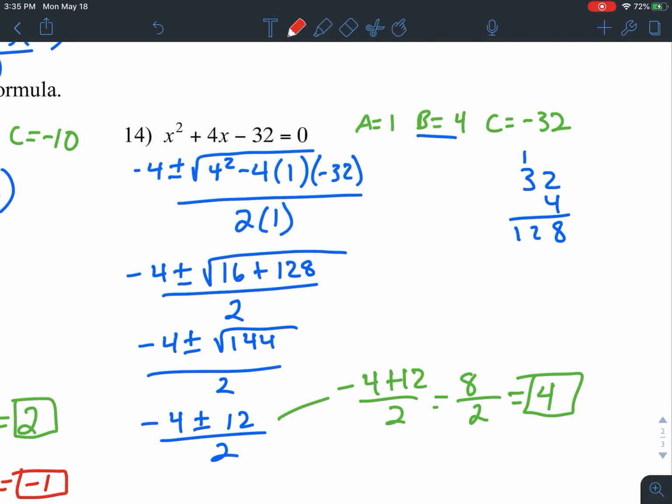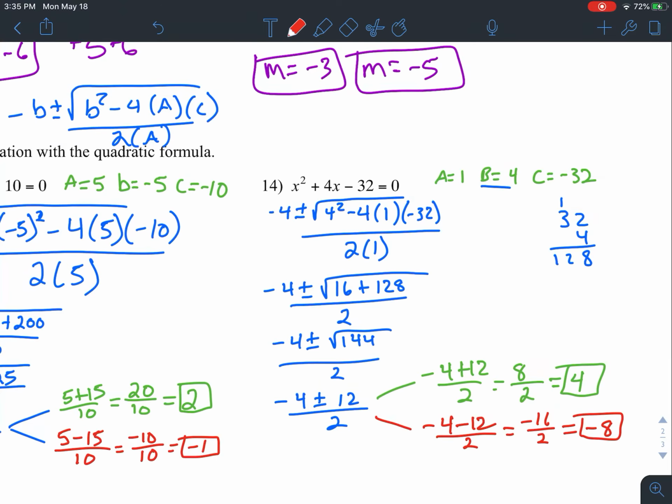Then the second time you do it, it's the same thing, but instead of it being -4 plus 12, it's going to be -4 minus 12 divided by 2, which will give me a -16 divided by 2, which is in turn -8 for a final answer. And there is the review.